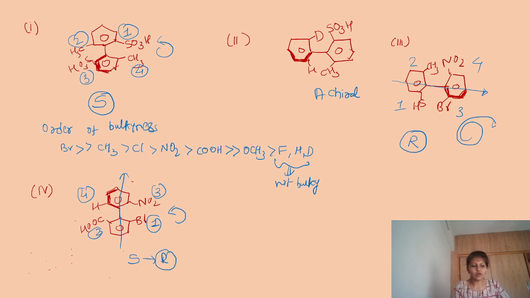Now next I will teach you about the chiral plane and another, the helical system. Up to this I have completed chiral molecules having a chiral axis. So 3 molecules I have explained to you: the allene system, the spiro system and the biphenyl system.